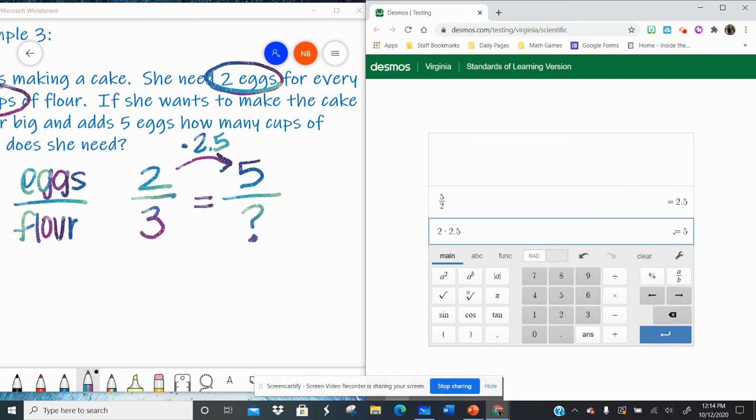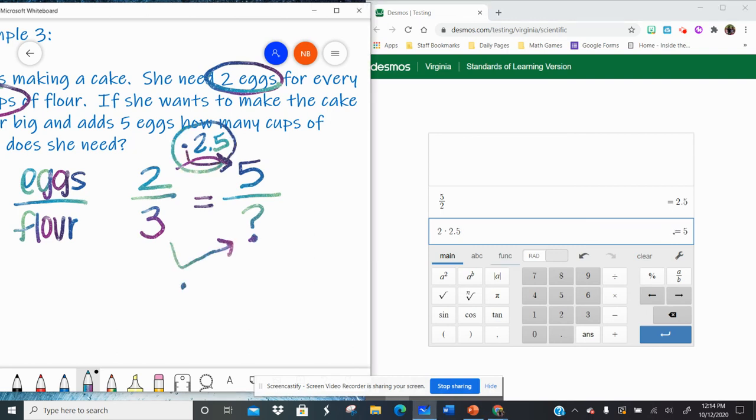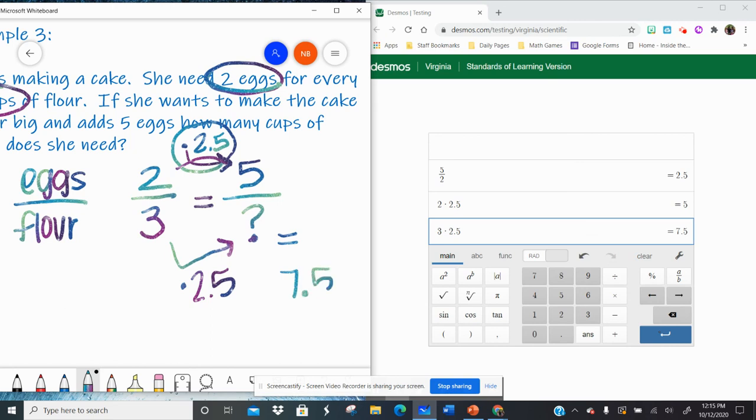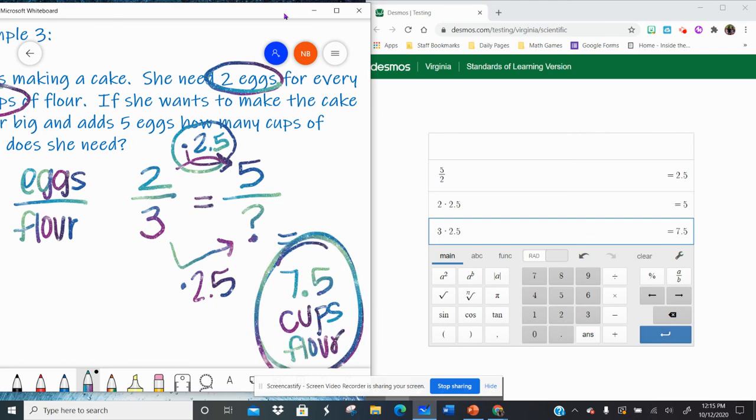Remember, in order to keep this equivalent, what I multiply up here by, I have to multiply down here by. So let's take in our calculator 3 times 2.5. And I get that if there's 5 eggs, there should be 7.5 or 7 and 1/2 cups of flour. Boom, just like that, it's that easy.